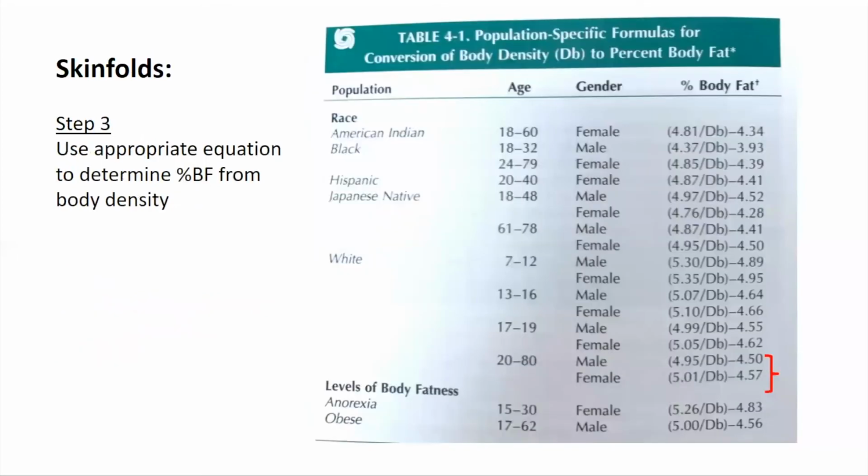Once you get the body density, then you would plug it into the appropriate equation to get percentage of body fat. And this table is taken from the ACSM guidelines for exercise testing and prescription book. So you'll notice that for white or Caucasian, age 20 to 80, this was the Siri equation which was presented in class.